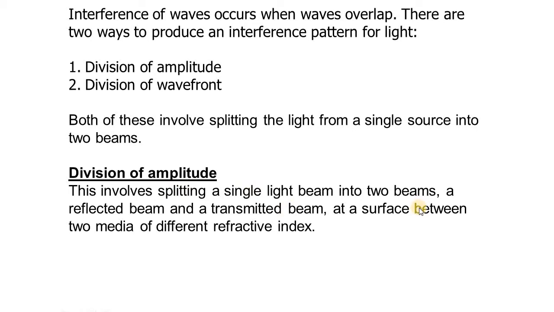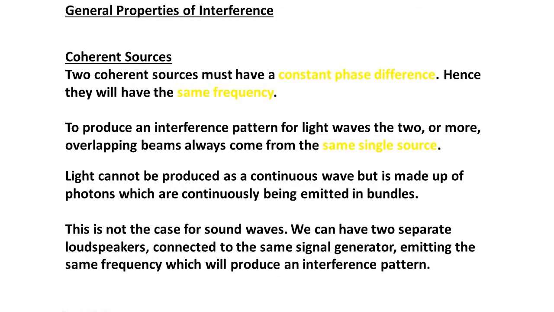It could be a reflected beam, a transmitted beam, or a refracted beam at the surface between two media of different refractive index. Division of amplitude means splitting of a single light beam into two beams. It could be a reflected and a transmitted beam at the surface between two media having different refractive index.